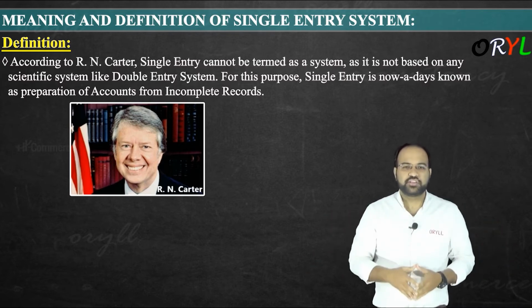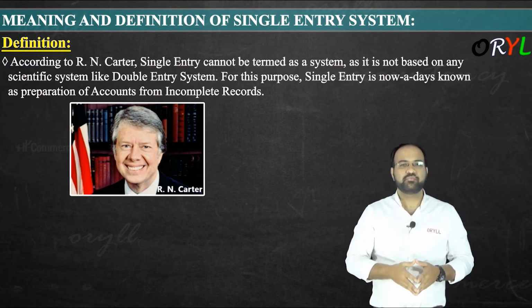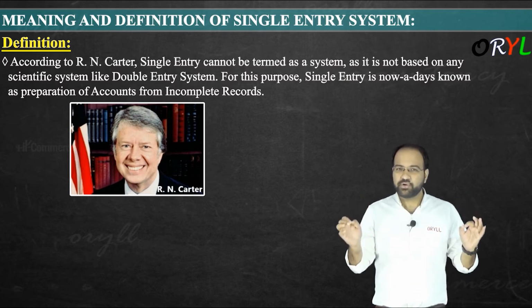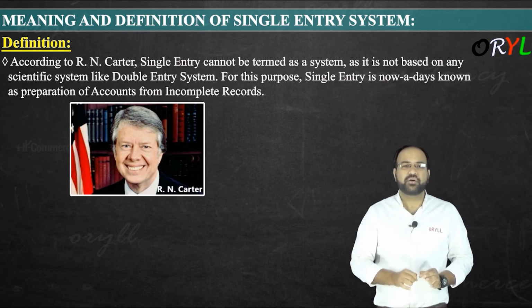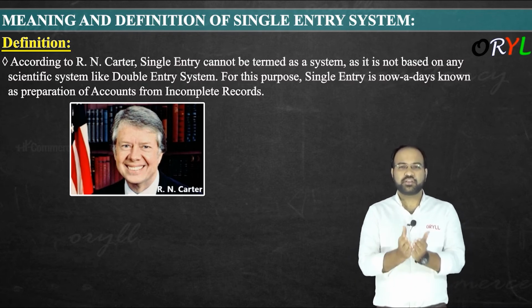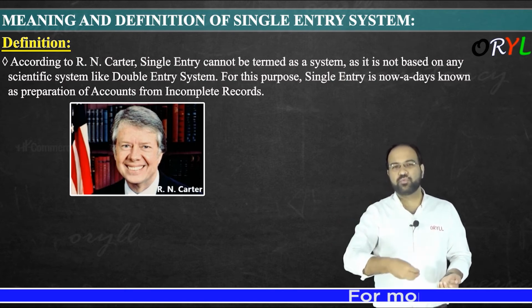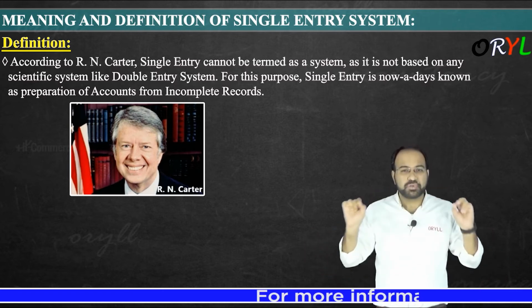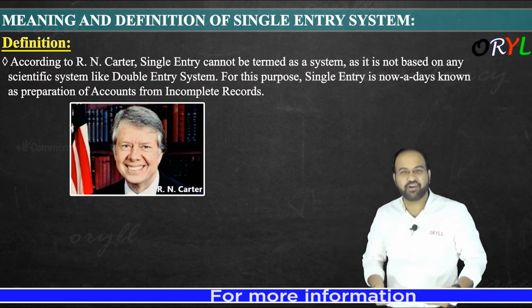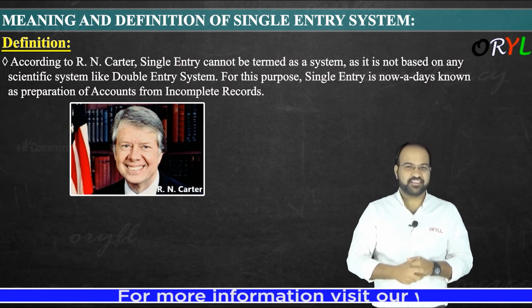Got it? For this purpose, single entry is nowadays known as preparation of accounts from incomplete records. Because of this, nowadays the single entry system is also called preparation of accounts from incomplete records. Why? Because here you are not having the complete records, you are not having the complete details. You are recording only those transactions in which you sold goods and from whom you purchased goods. That's it. The rest you are not recording anything. Hence you do not have complete records, and if you are preparing the accounts from this, you are preparing the accounts from incomplete records. That's what he is saying.